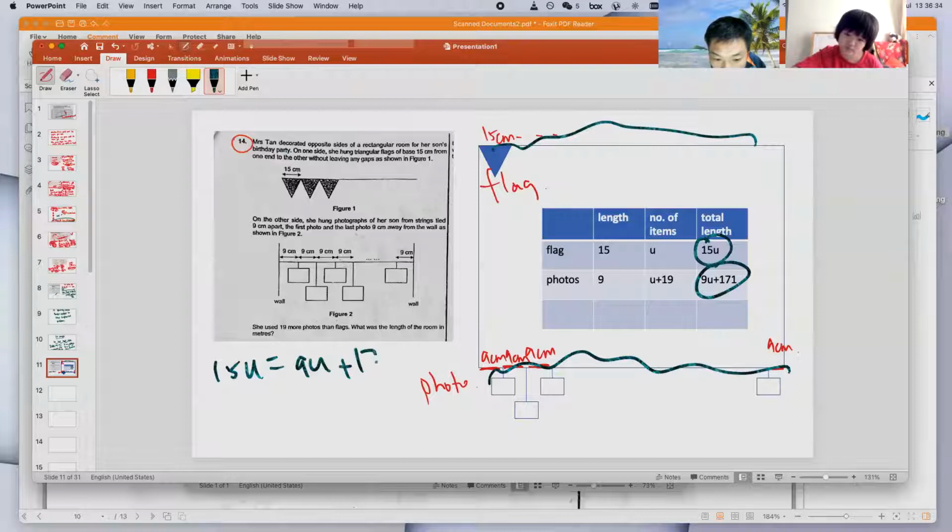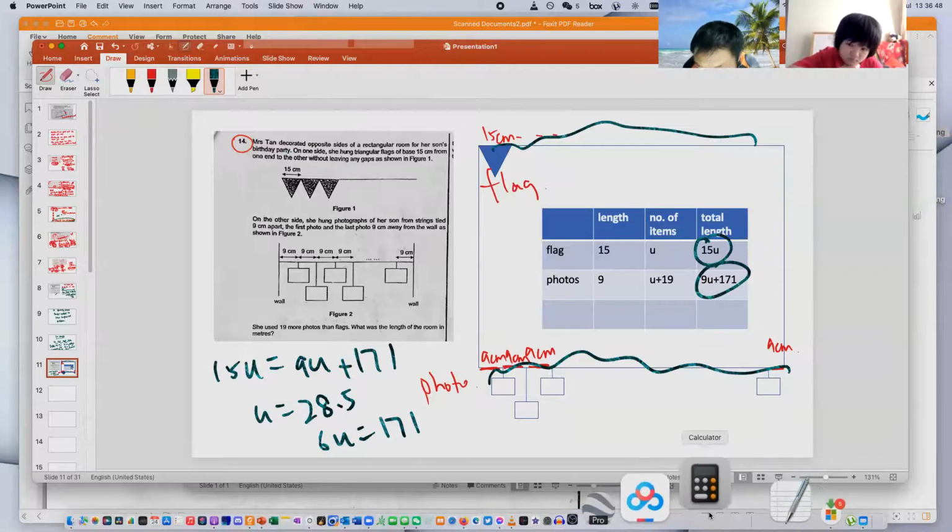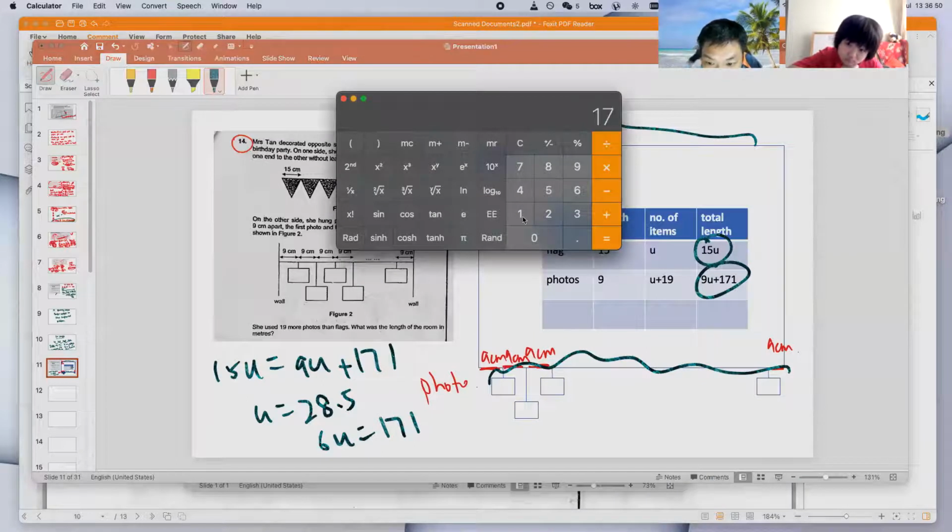U equals 28.5. So fast? Let me double check. 6U equals 171. Let me just double check using a calculator here. 171 divided by 6. Okay, good.